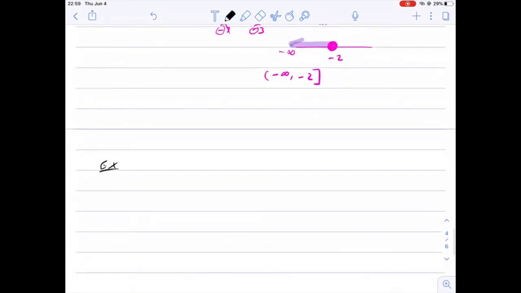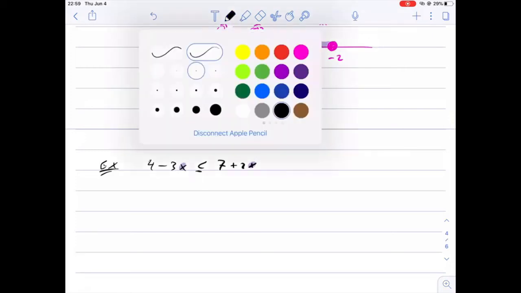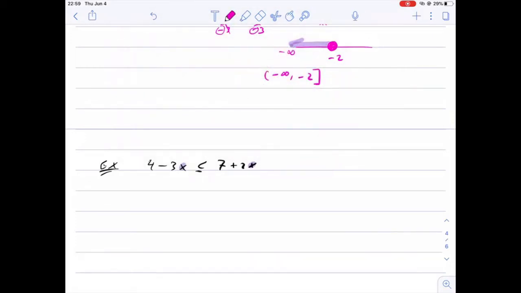So let's do this problem. We have 4 minus 3x is less than or equal to 7 plus 2x. Here we have x written twice in this inequality. So as we do with equations, we need to first get rid of the smaller value, or add the opposite of the smaller value to both sides. The smaller value is negative 3x. So we add 3x to both sides.